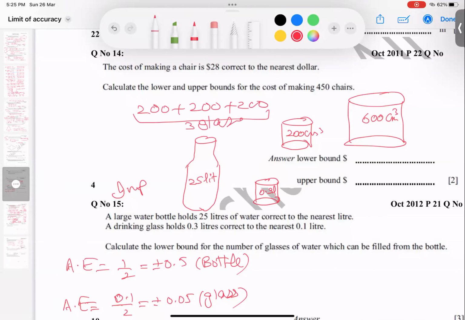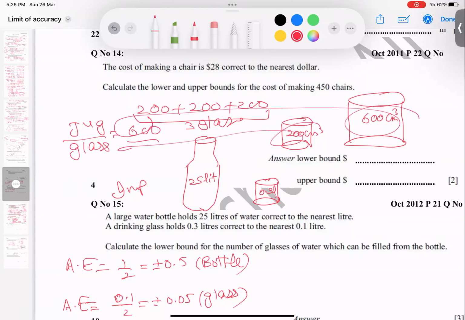Can I say jug capacity up, glass capacity down? I will prove it. How? 600 keep it up, and 200 keep it down. So this cancels, and I got 3 glasses. You see? So the formula you got is: jug capacity divided by glass capacity will give the number of glasses.